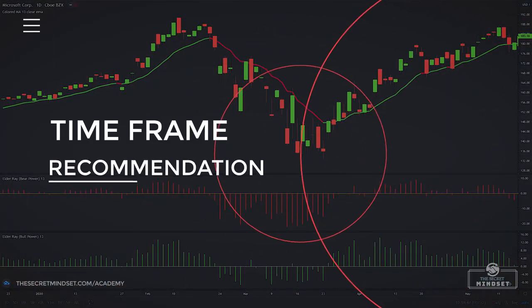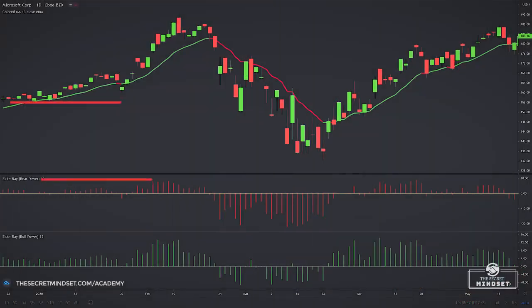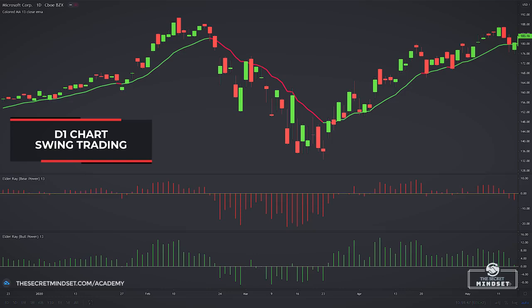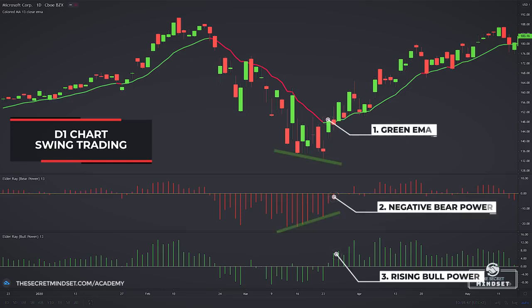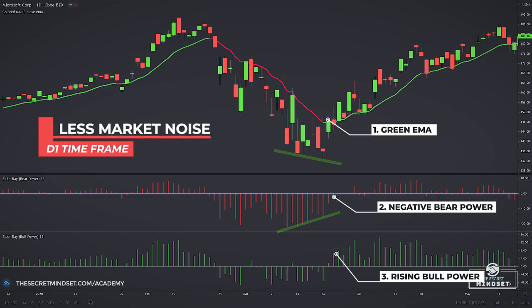Now regarding the time frame. Although the Elder system can be used on any time frame, I strongly advise you to use it on a daily time frame as a swing trading strategy, with most larger institutions using the daily close prices to analyze the markets. Daily bars also become a lot more significant than any other time frame. From my backtesting, the daily chart is the most reliable time frame for this system, for stocks in particular. By using this strategy on the daily time frame, you'll get less market noise, and this is perhaps the biggest advantage of the daily time frame.